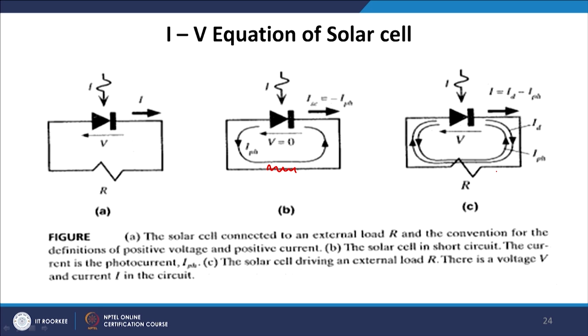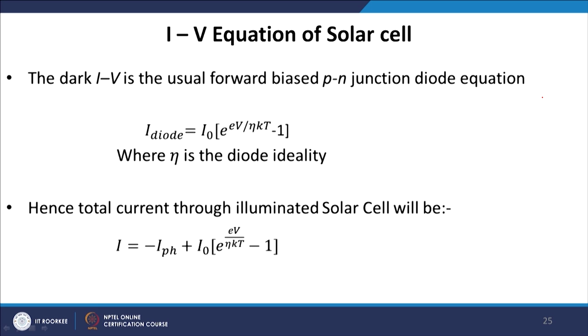So, in the case of figure B, we have only the short circuit current or the photocurrent, but when I apply a load in the external circuit, I have a diode current also. So, the total current is the diode current minus the photocurrent. The dark IV, the usual forward bias PN junction diode, is given by I diode equals I naught (e to the power eV by eta kT minus 1), where eta is the diode ideality factor that we have learnt earlier. It comes from the Shockley equation.